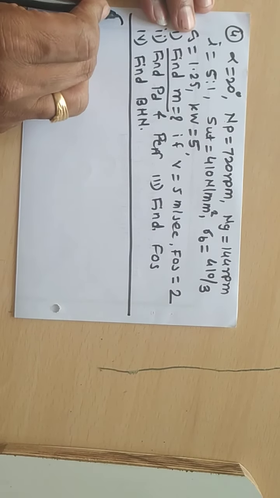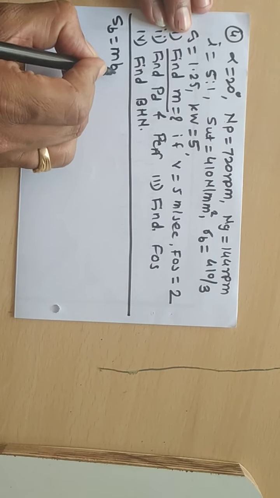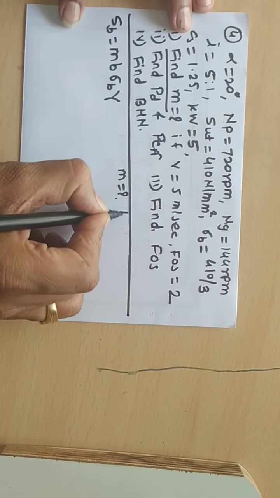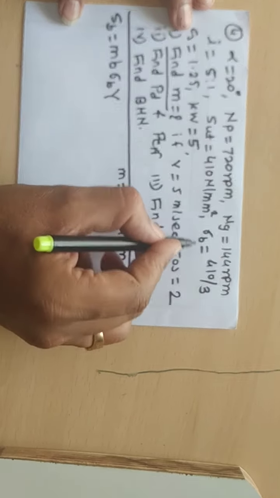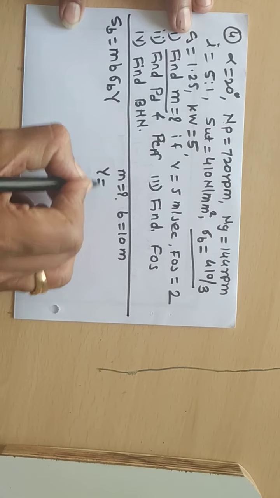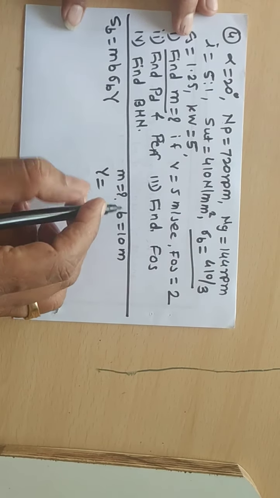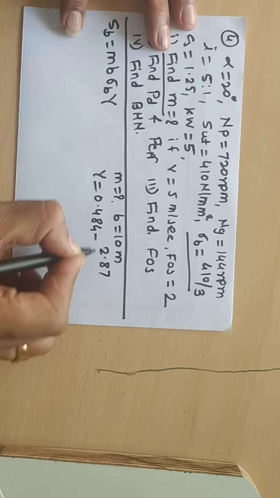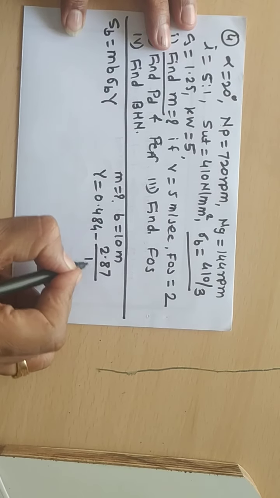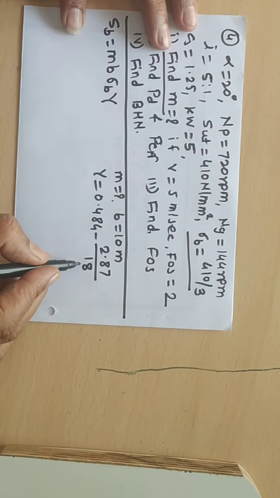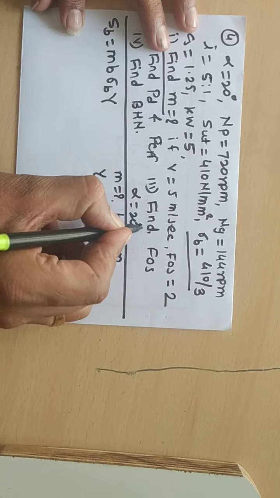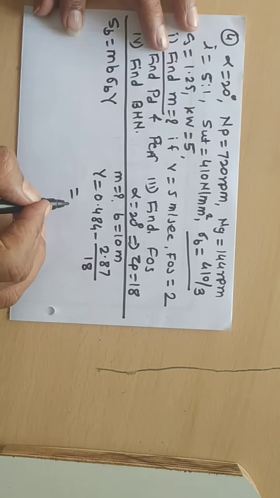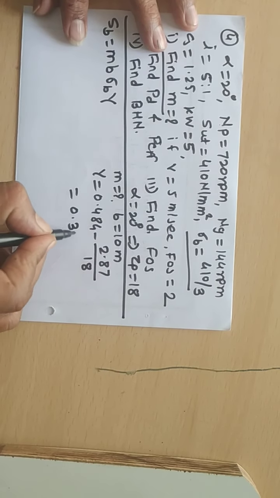First consider beam strength. SB is equal to M B sigma B Y. Now M is unknown, B is taken as 10 into M, sigma B is SUT upon 3. Find out Y at alpha is equal to 20 degree. Y is 0.484 minus 2.87 upon ZP, because both gears are made of the same material. At alpha is equal to 20 degree, the minimum number of teeth for pinion is 18. Therefore Y is equal to 0.325.